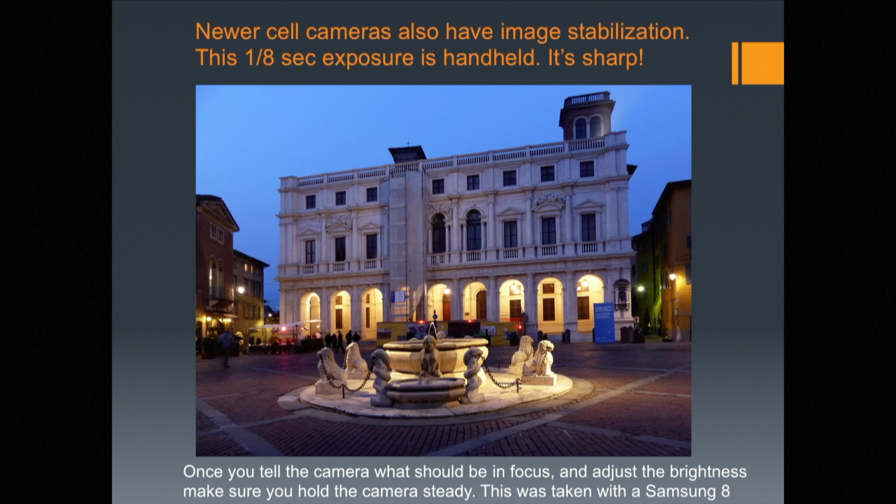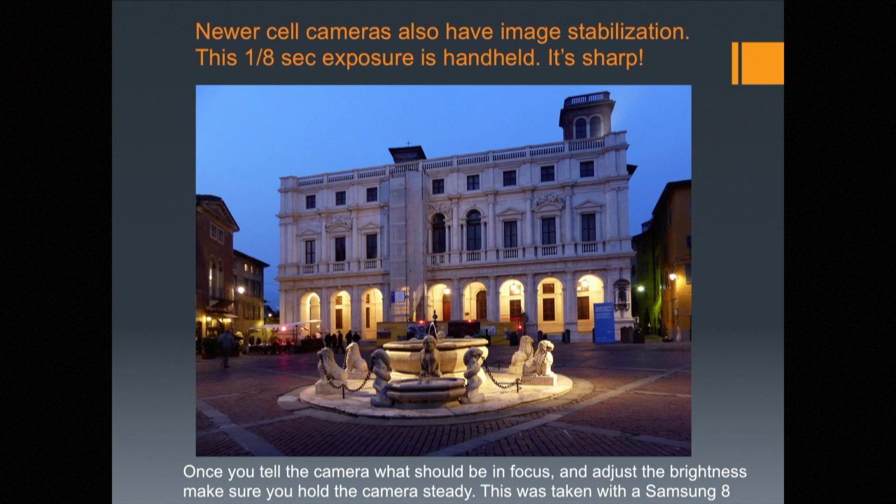So the newer cell phone cameras also have image stabilization. This is an 1/8 of a second exposure that's handheld on a cell phone. Boy, I'll tell you, this is a sharp image. I cannot hold a big camera for an 1/8 of a second and expect to have a photograph this sharp. So cell phone cameras with that little bitty sensor, that's a big plus, because they can stabilize the image very, very well.